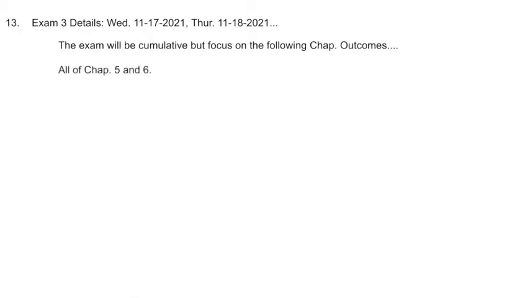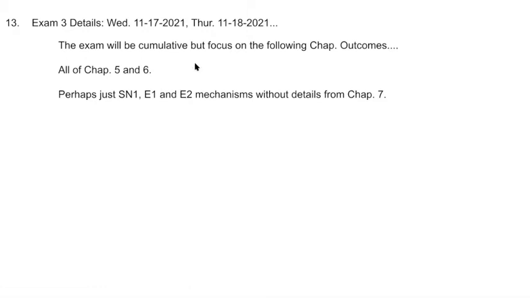So, details about the exam, I was going through today. This is kind of like my outline. I haven't written the exam yet. So the exam will be cumulative, but focused on the following outcomes: all of chapter 5 and 6 outcomes, and perhaps just a little bit of chapter 7. I think I'm going to have you just do the mechanisms for SN1, E1, and E2. But I'll let you know for sure after maybe today's or Monday's lecture.